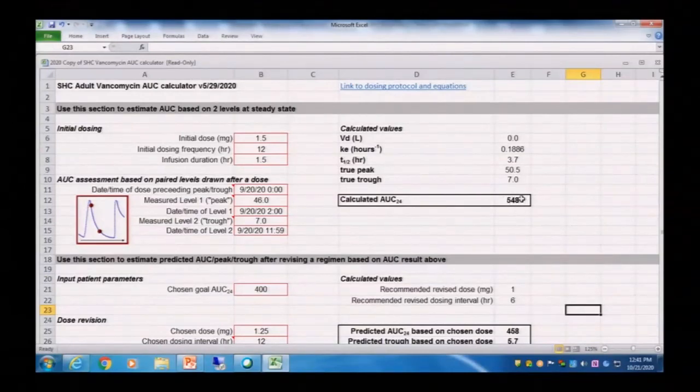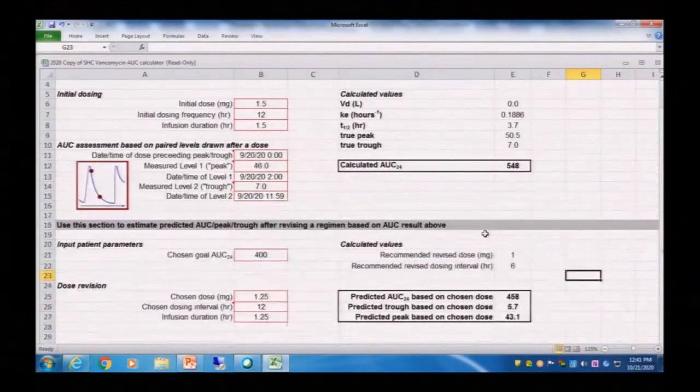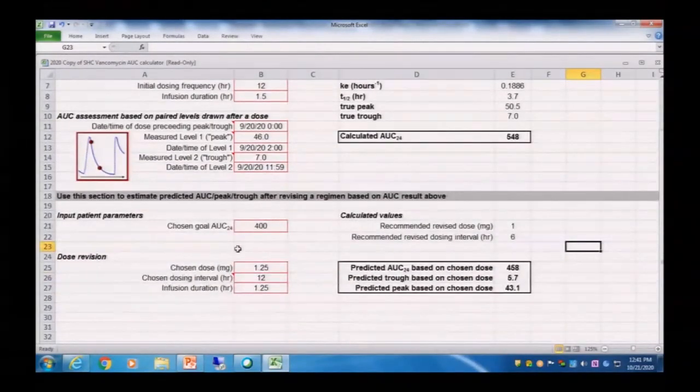So here we have a predicted AUC of 548. It's therapeutic. It's within that range of 400 to 600. Would you guys like to make any changes to her therapy? Yeah, sure. Okay, what would you like to do? Sure, I think that's great. All right. So our chosen AUC goal is 400, so we can drop it to 1250, which I typed incorrectly.